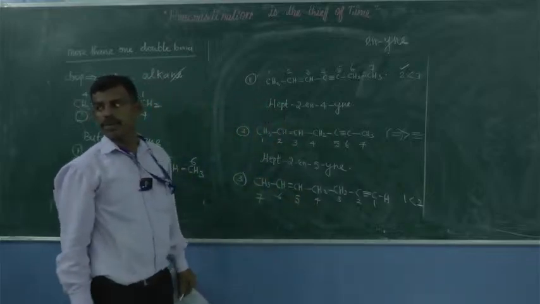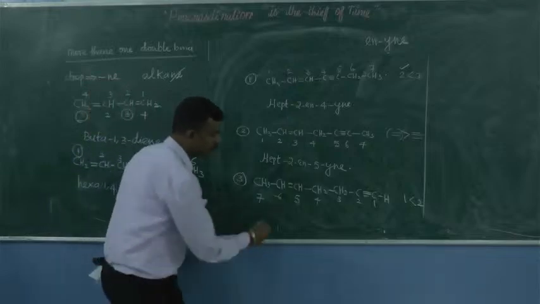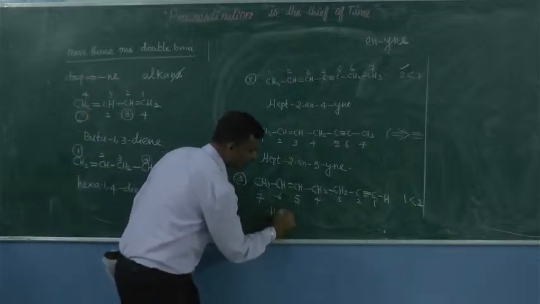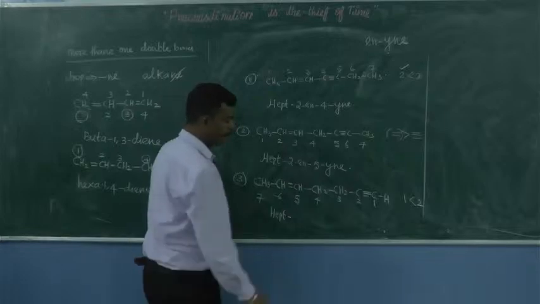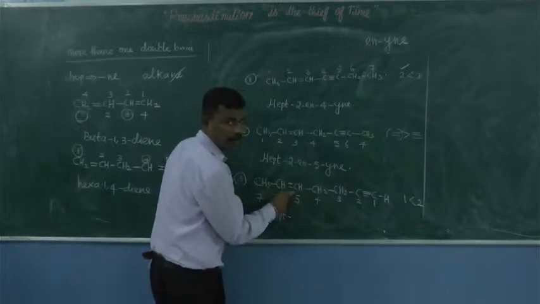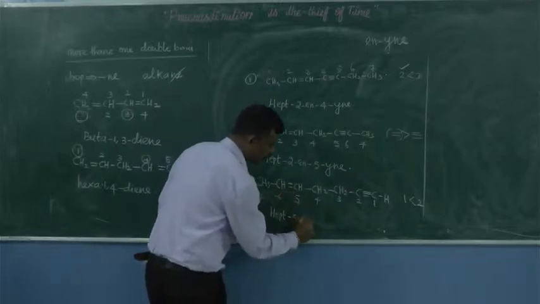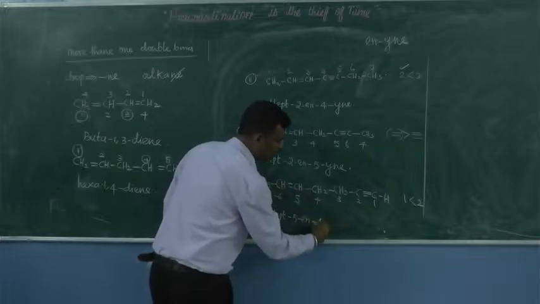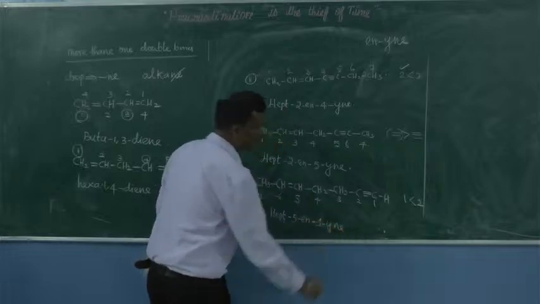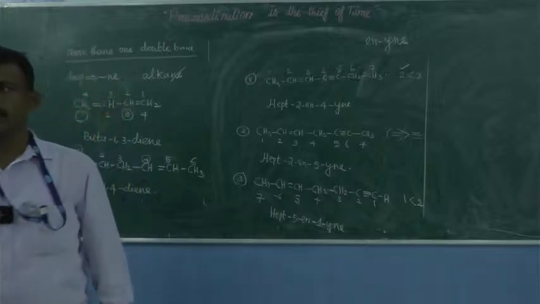So, what is the name of this compound? Heptane. The ending is E. 5 E. 1 I. Clear? Clear.